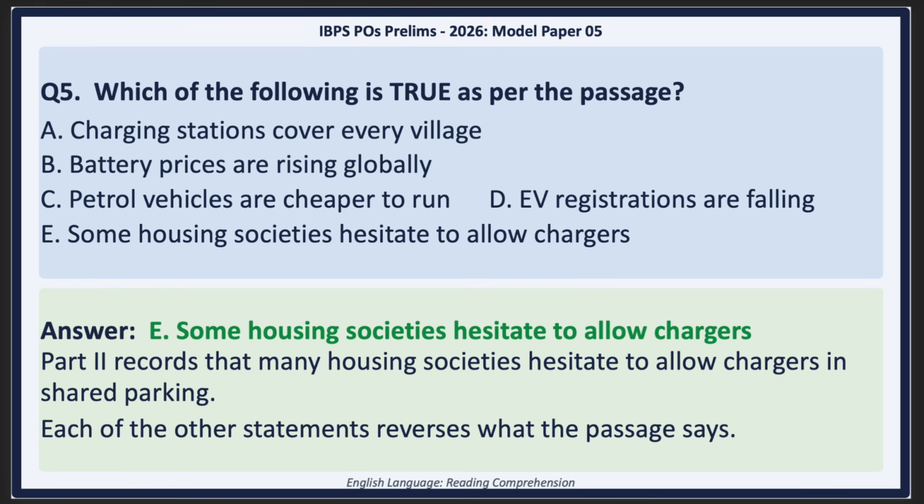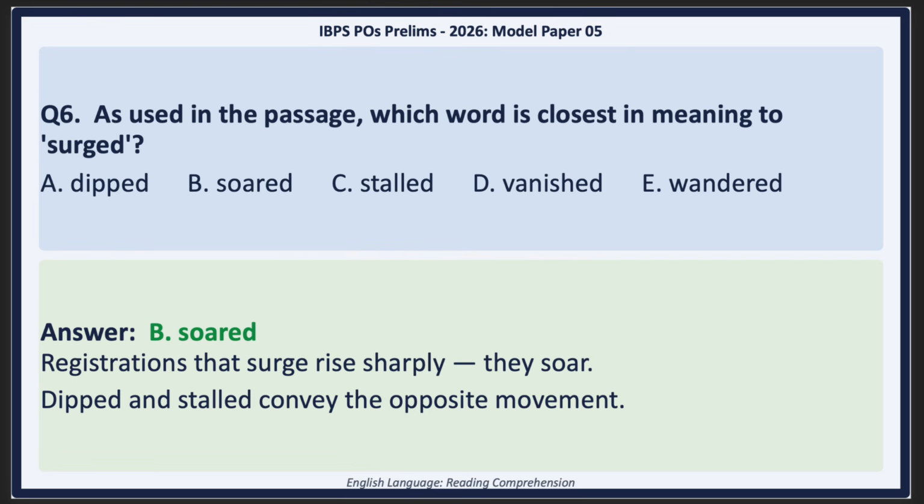Right. And the distractor options directly reverse the passage's facts, for instance, claiming EV registrations are falling when the text actually says they are surging. You have to validate option E as definitively correct by eliminating the full statements. Wow, you really have to read closely. Okay, let's look at how they test vocabulary in context. Question 6 asks for a synonym for the word surged. Without a dictionary, how do you logically deduce that?